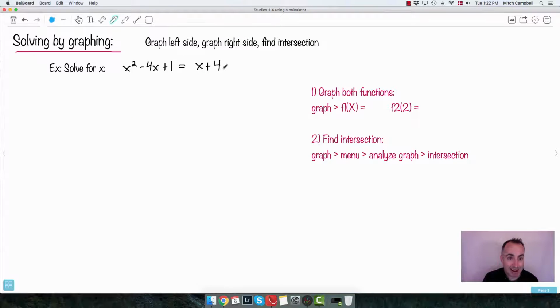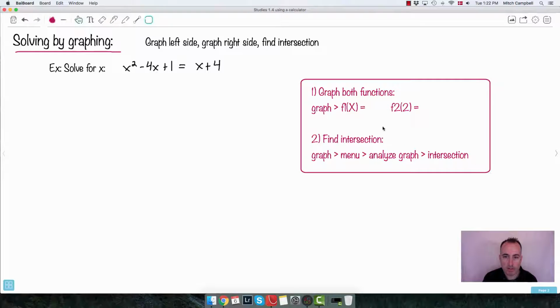So, same example. What I like to do for graphing is we'll actually graph the left side and the right side. So again, some calculator short form here, just to give you some calculator tips. We're going to do this. This is the really important one right here. So we first got to graph both functions. What do I mean by that?